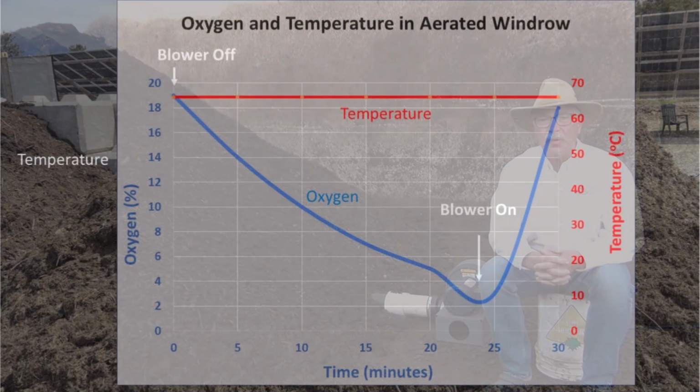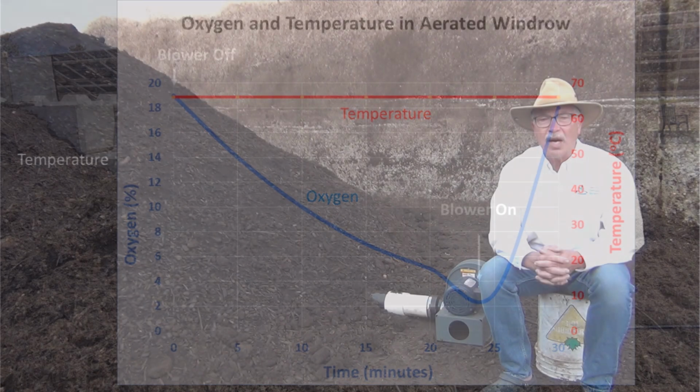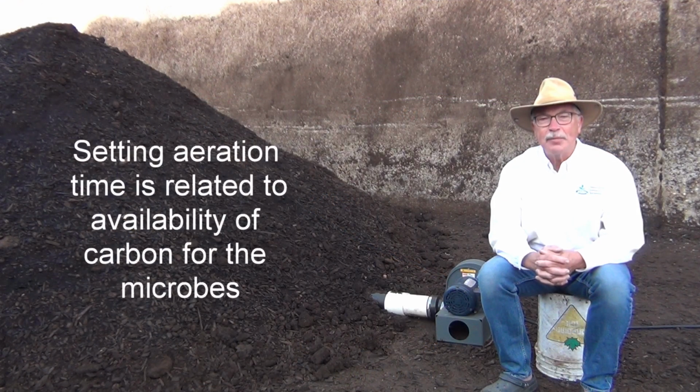Oxygen content drops dramatically after the blower turns off, especially in mixes with a lot of available carbon. Based on this, it's best to measure oxygen just after the blower stops running. Setting the timers is mostly about the availability of carbon.